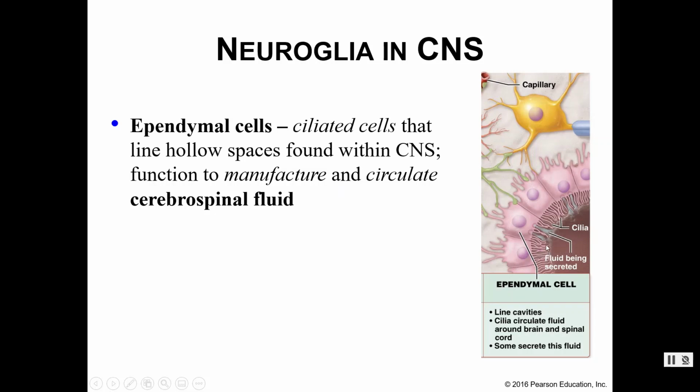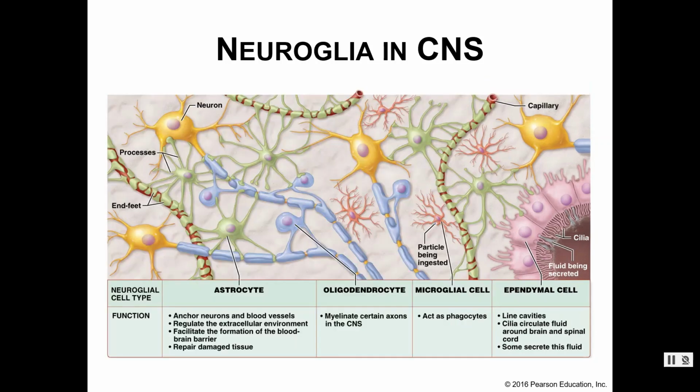Okay, so you can see our little cell here. We've got the fluid being secreted. Boop. The cilia are helping to circulate it, to help move it around. But that's where it comes from, your ependymal cells. Now, those are the 4 of your central nervous system.